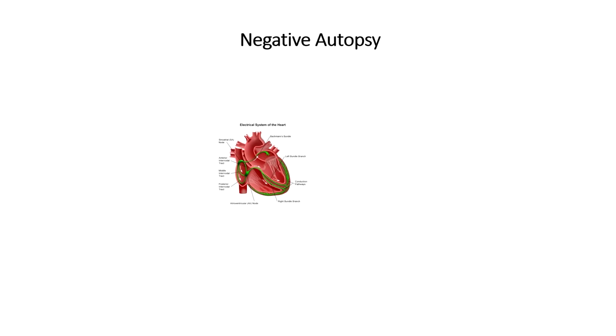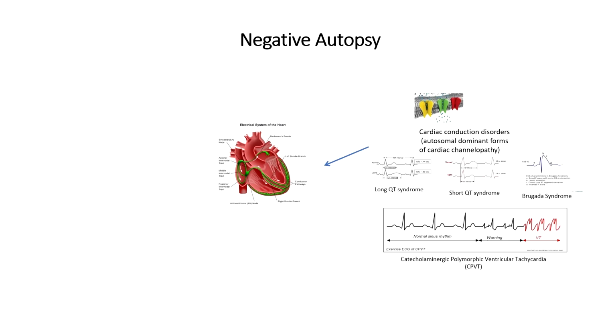For autopsy-negative cases, we'll analyze genes associated with diseases that can cause fatal cardiac arrhythmia. One is autosomal dominant forms of cardiac channelopathy, a collective group of conduction system disorders with distinct ECG features such as long QT, short QT, or Brugada syndrome, or CPVT. In a postmortem setting, since ECG cannot be done, we can analyze the genes known to be associated with those conditions and make the diagnosis directly at the molecular level.